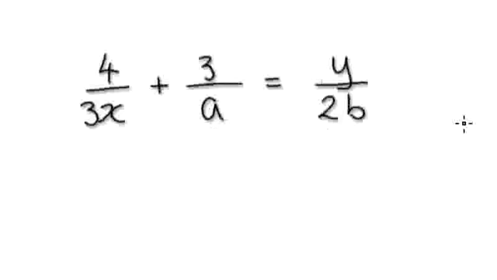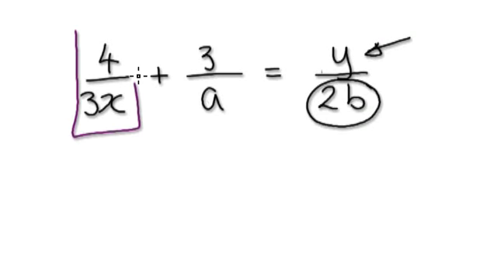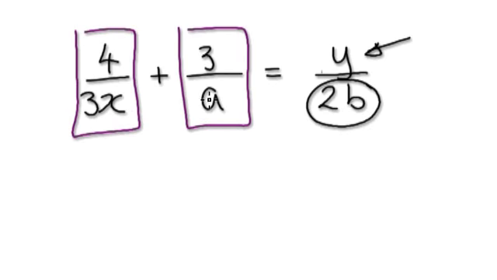Let's say you're given this equation here. For some reason, you want to make y the subject. So in this case, you want to times both sides by 2b. Now, here you're given two fractions. If you want to times by 2b here, it's probably easier to merge these two fractions into one fraction.